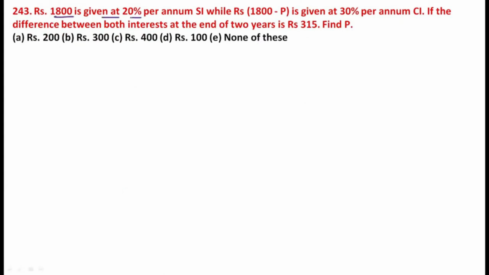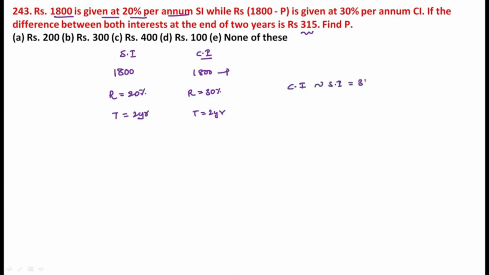An amount of 1800 is given at 20% per annum simple interest. The rate of interest is equal to 20%. The time period is equal to 2 years. It's simple interest. Then another amount, 1800 minus P, is given at a rate of interest of 30% for 2 years at compound interest. Now the difference between both the interests at the end of the period is 315. Now find the value of P.